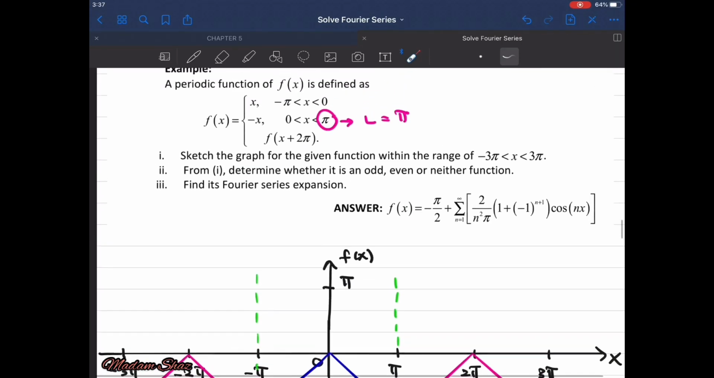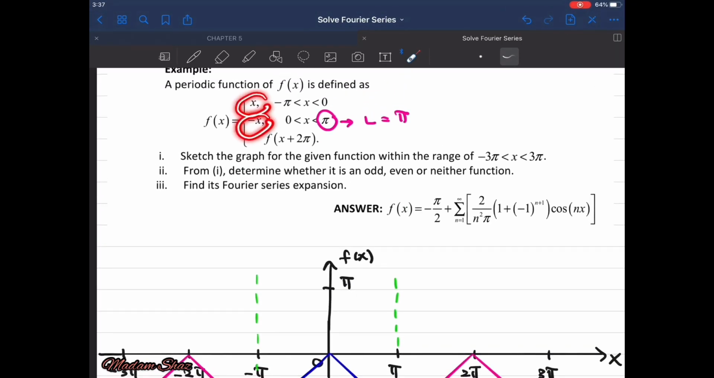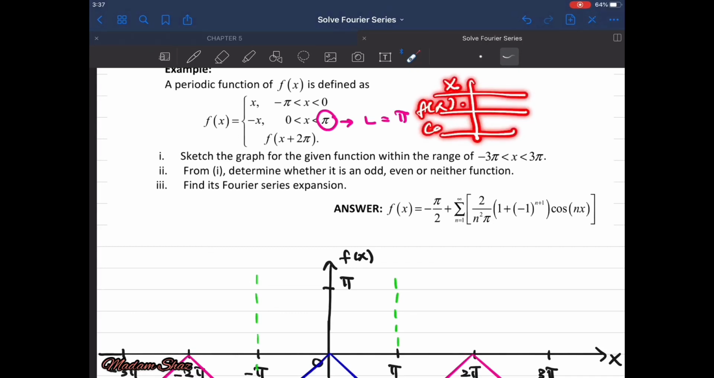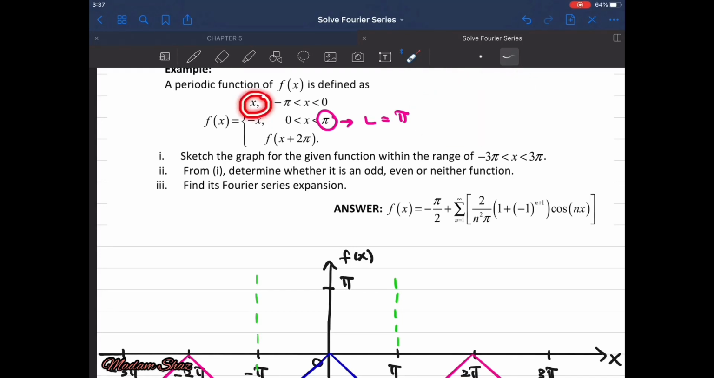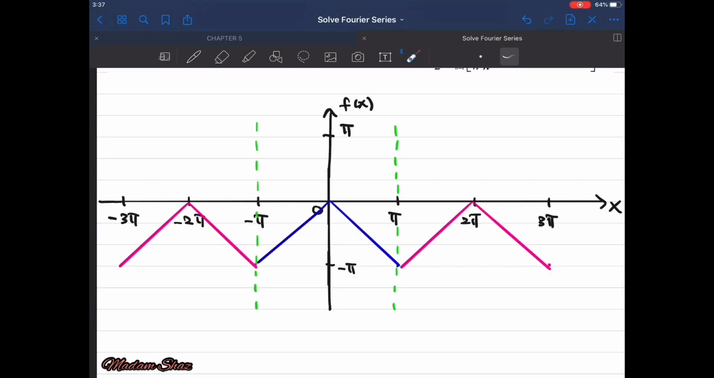You are given the function in terms of variable x, so that means you have to find the coordinates. In order to find the coordinates, you have to make a table, where you have x and then f(x), and this is your coordinate. Here, x refers to your limit, and f(x) refers to the equation you have to find. For here, your equation is f(x) = x from negative pi until 0, and then f(x) = negative x from 0 until pi. Then you have to plot your graph according to the coordinates that you have obtained.